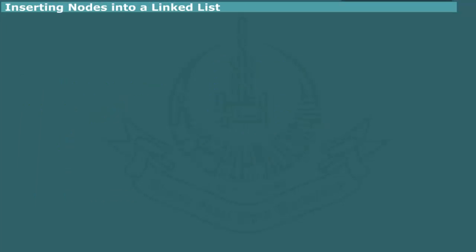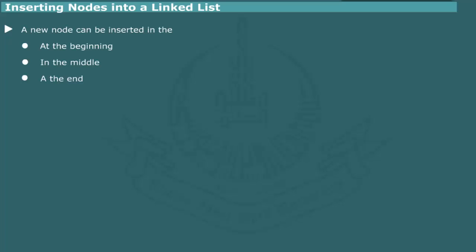Inserting nodes into linked list. After a list object has been created, a new node can be inserted in the beginning, in the middle, or at the end of the list. Different algorithms are used to handle each of these cases. Let us explore in detail the steps involved in these algorithms.